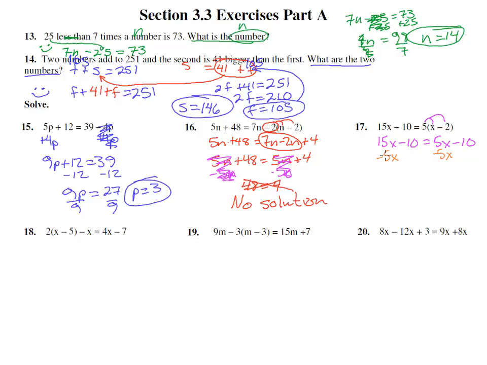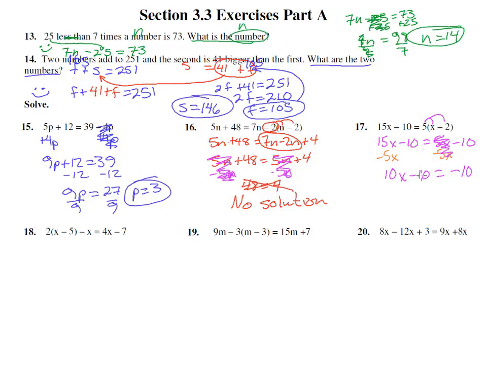And 15x minus 5x is 10x. So we have 10x minus 10 equals, on the right hand side of the equation, that goes away. So we just have a minus 10. So good, we have the x's all together on one side.